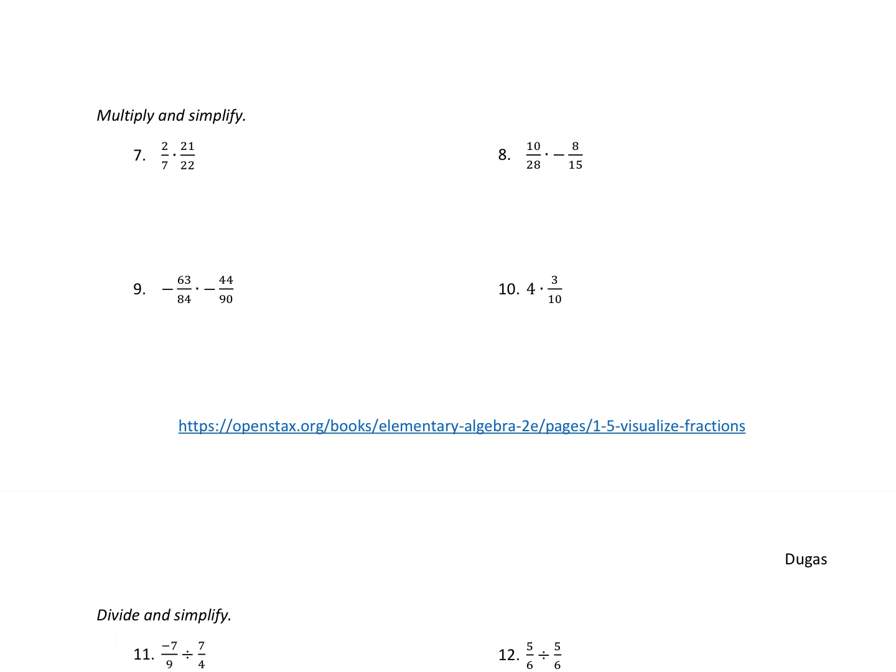So 2 times 21 is 42. And 7 times 22 is 154. But then once you do that, you have to reduce. So you're going to have to figure out what you could divide both of these by. So you could divide them both by 2. So 42 divided by 2 is 21, and 154 divided by 2 is 77.